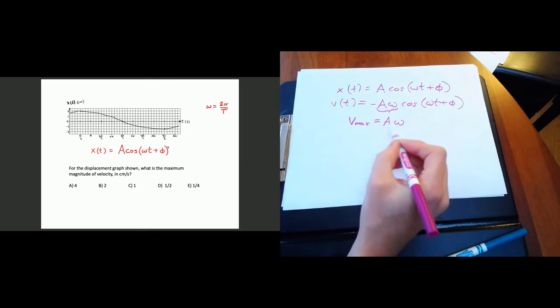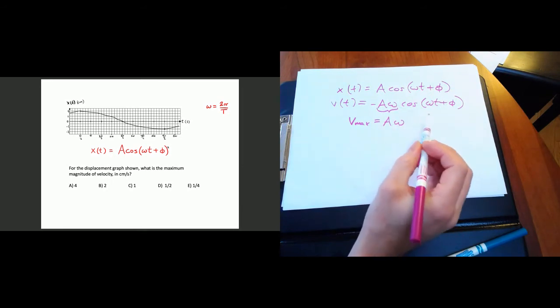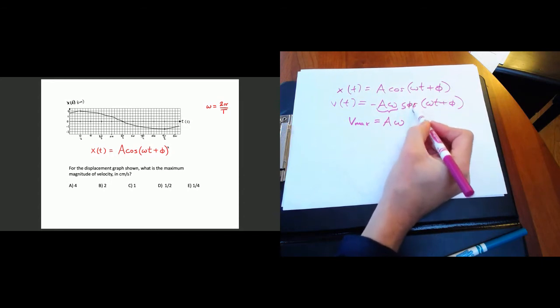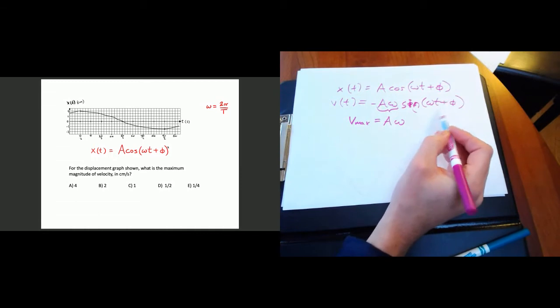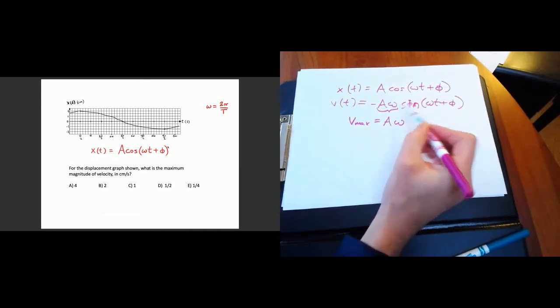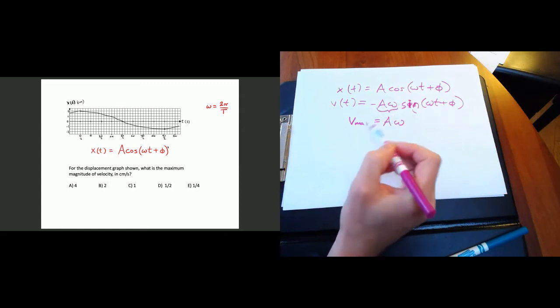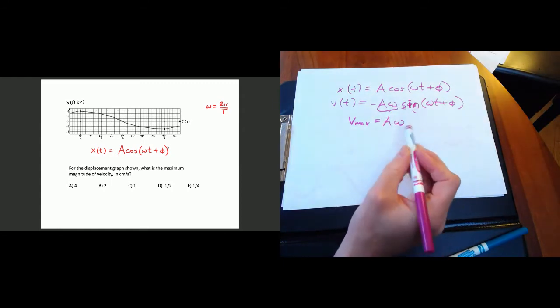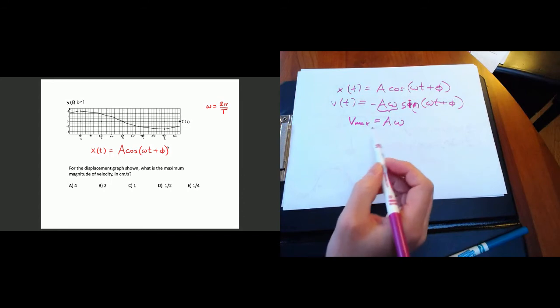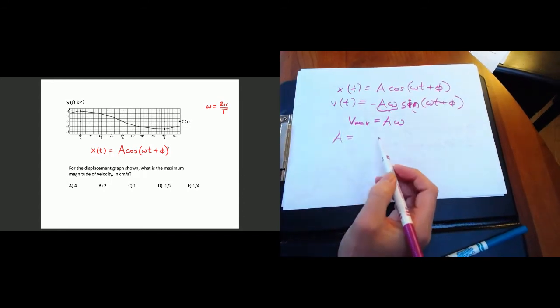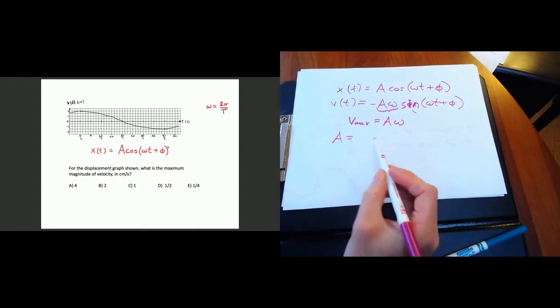that's going to be given by the amplitude times omega. Okay, so again, because this should be a sine, because the sine function only goes between -1 and 1, that will be maximum when we just set the sine equal to 1, and then the velocity is equal to plus or minus a omega, and so the maximum magnitude of velocity is a times omega. And so now from the graph, we see that the amplitude here is 2 centimeters.